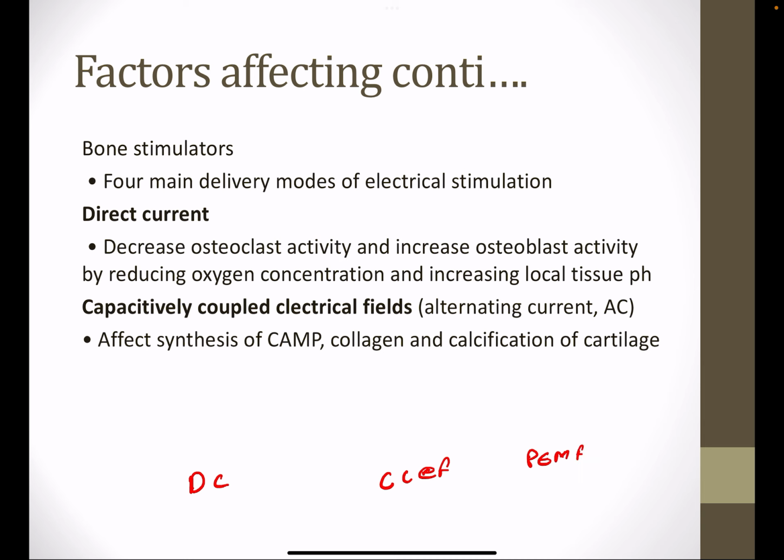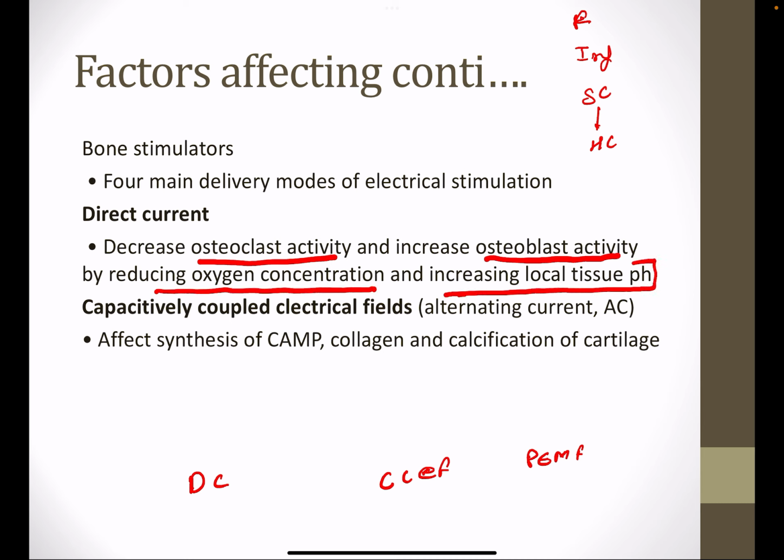So what does direct current do? What are the stages of fracture healing which we need to know? First the fracture, then the stage of inflammation, then soft callus, then the soft callus gets ossified into hard callus. So what does direct current do? It decreases osteoclast activity and increases osteoblastic activity. How does it do it? By reducing the oxygen concentration at the fracture site and increasing local pH. Thereby, it increases the hard callus strength.